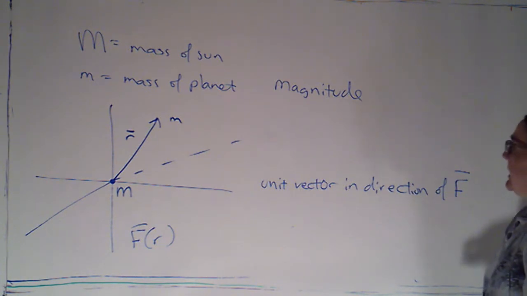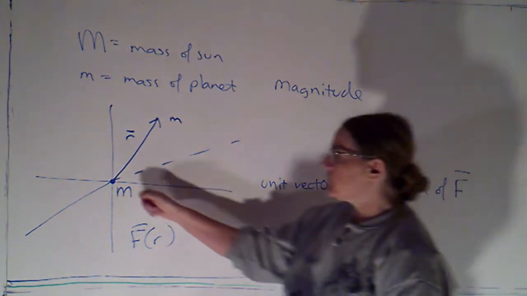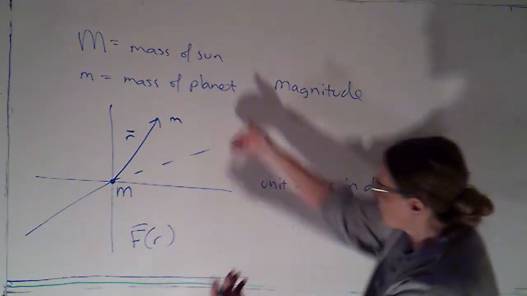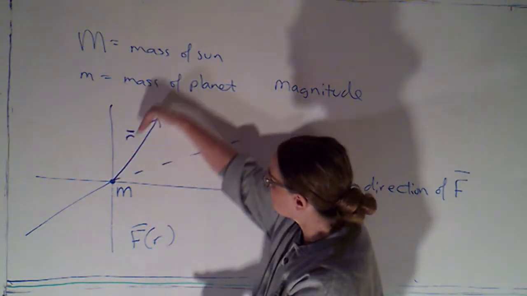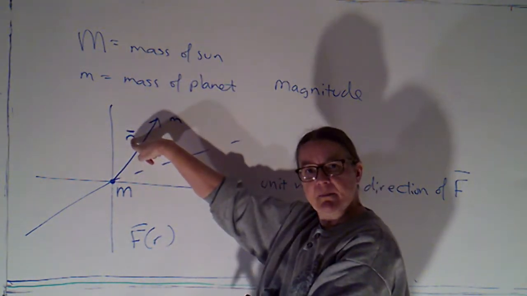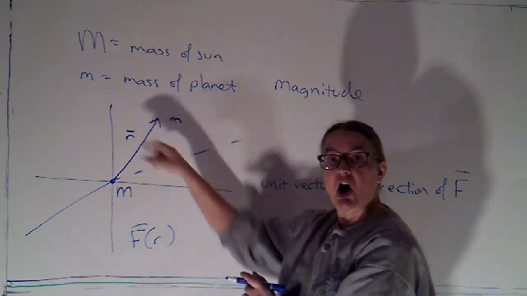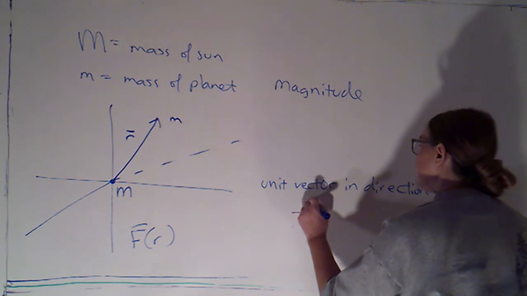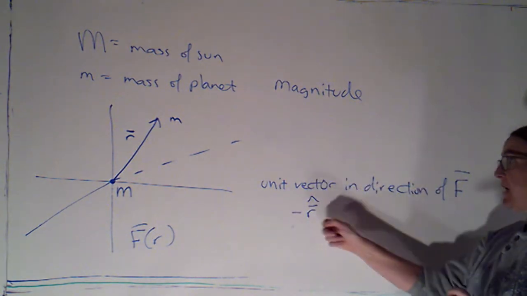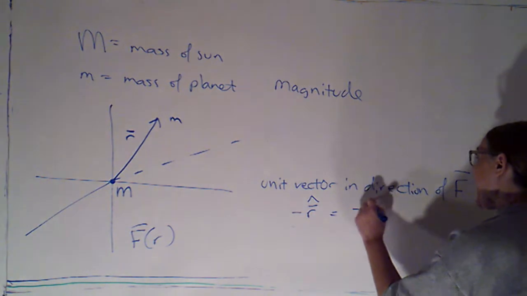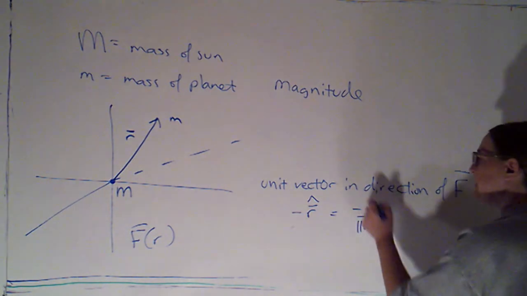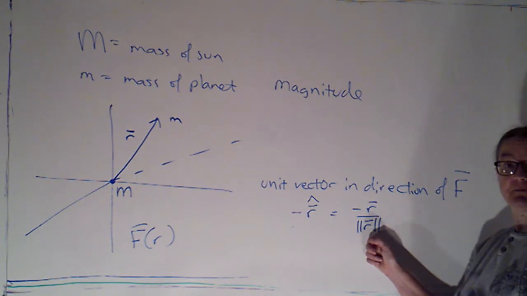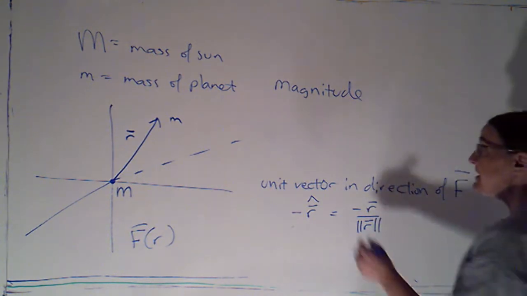Okay. Now let's start with the direction. I know that gravity is an attractive force. So the sun is sort of saying, "Come hither, come to me." So the direction of the force is going to be exactly the opposite of the direction of r. Now, r is not necessarily a unit vector, so the unit vector that would point in the correct direction then will be the opposite of r hat, which is just the opposite of r normalized, scaled by the reciprocal of its magnitude.